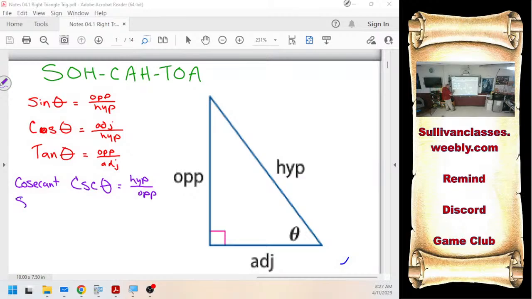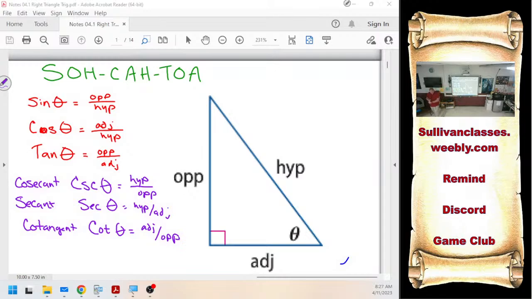But regular old secant, SEC, is the reciprocal of cosine. And the cotangent is adjacent over opposite. Okay? So you have sine, cosine, and tangent, which you already know. But now we've also got cosecant, secant, and cotangent. It's literally the same things, but you flip them.